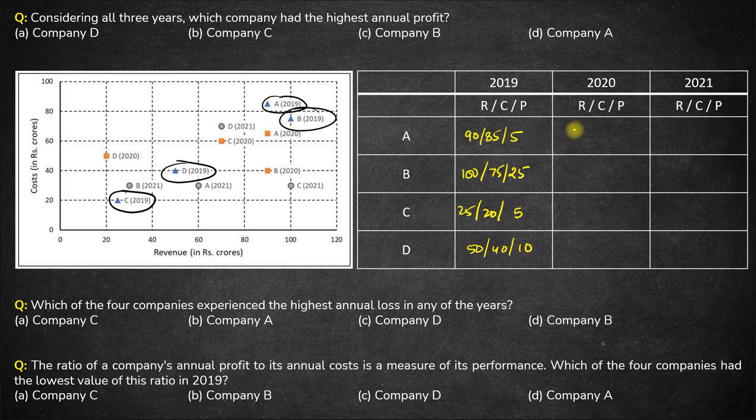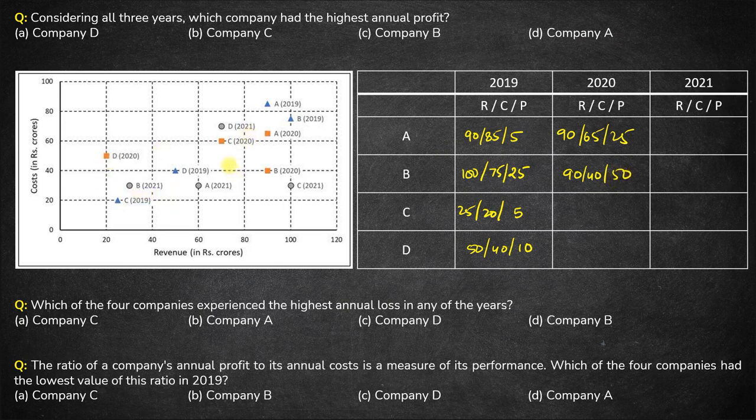Similarly, doing it for 2020 now. So for 2020, we have these yellow square boxes. So let's start with A. A's revenue is 90 and the costing is 65. So 90 minus 65 is profit of 25. Then for B, we have revenue of 90 and the cost of 40. So 90 minus 40, profit of 50.